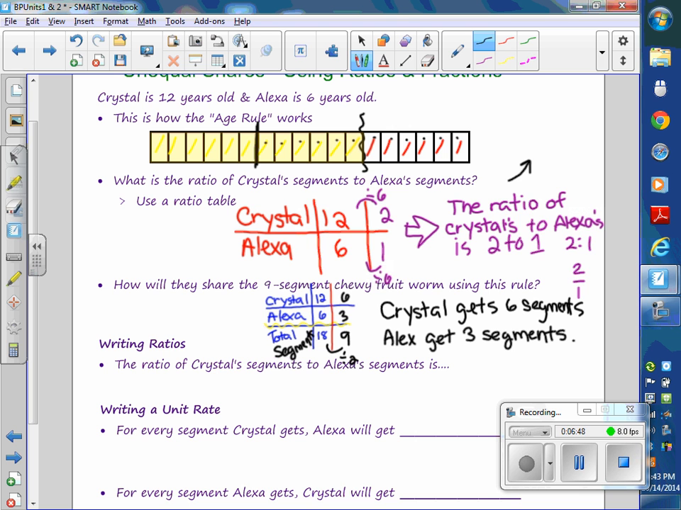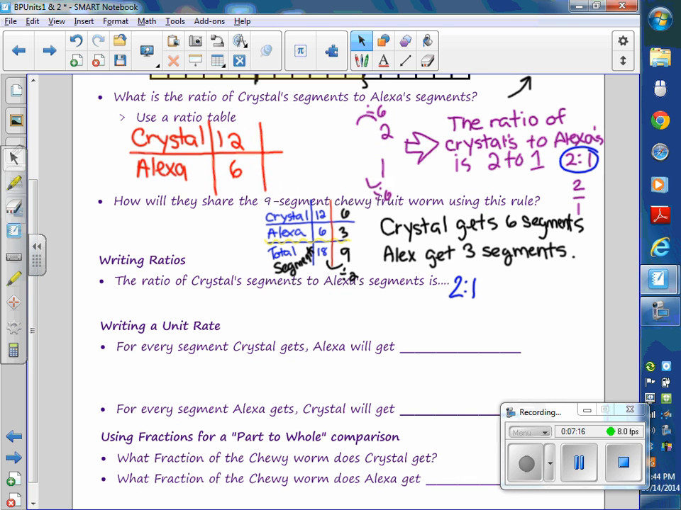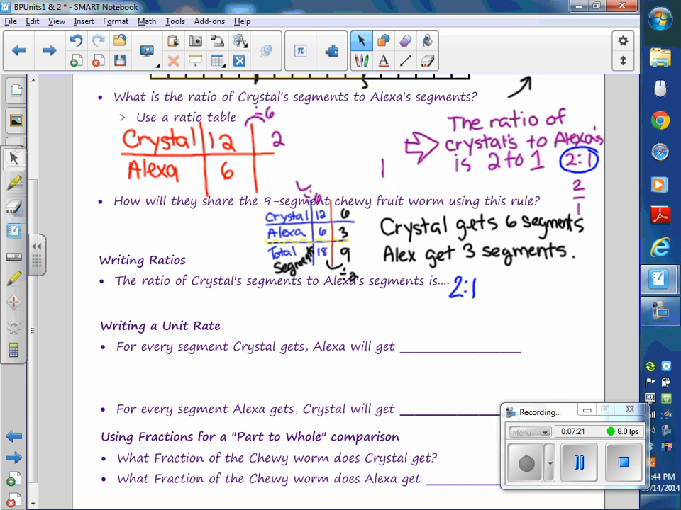So the ratio of Crystal segments to Alexa segments is, so we're going to take that ratio table, or our work from up here, we've already written that, is 2 to 1. For every segment Crystal gets, what does Alexa get? Well, if I continue with this ratio table here, I can still use this work up here. For every segment that Crystal gets, what does Alexa get?